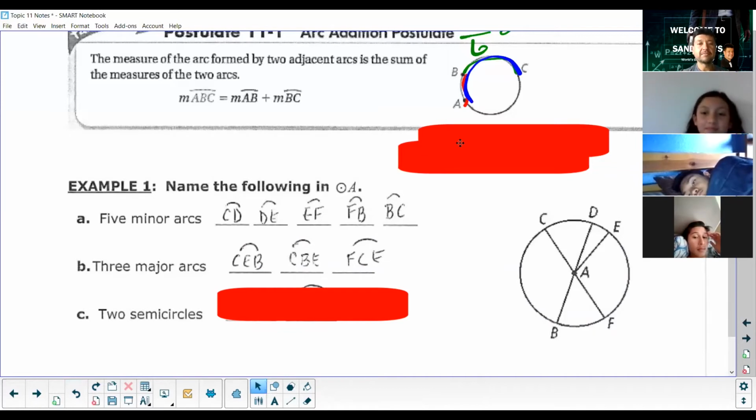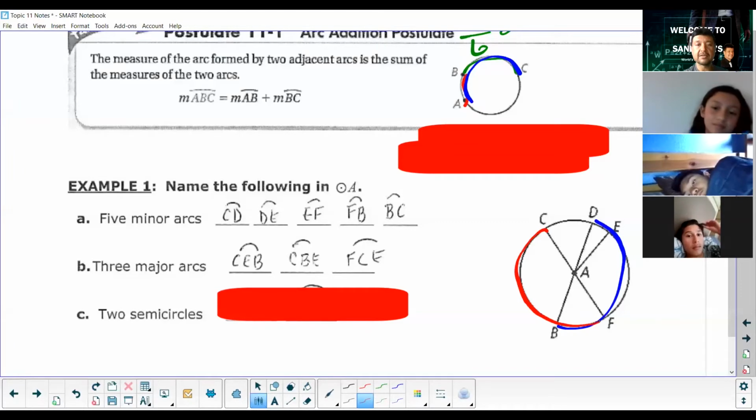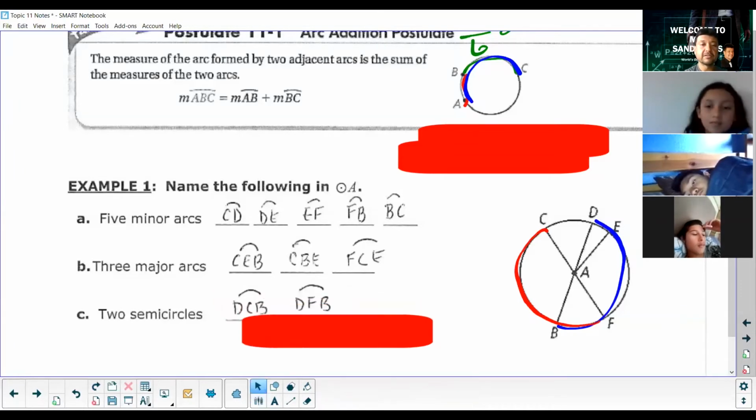Now let's go to Celeste. Name a semicircle. D to B. Yeah, D to B, exactly. Because that's exactly 180. Good. And then Marcus, name the other semicircle. C to F. Yeah, C to F. Good. That's exactly 180. So here they are too.